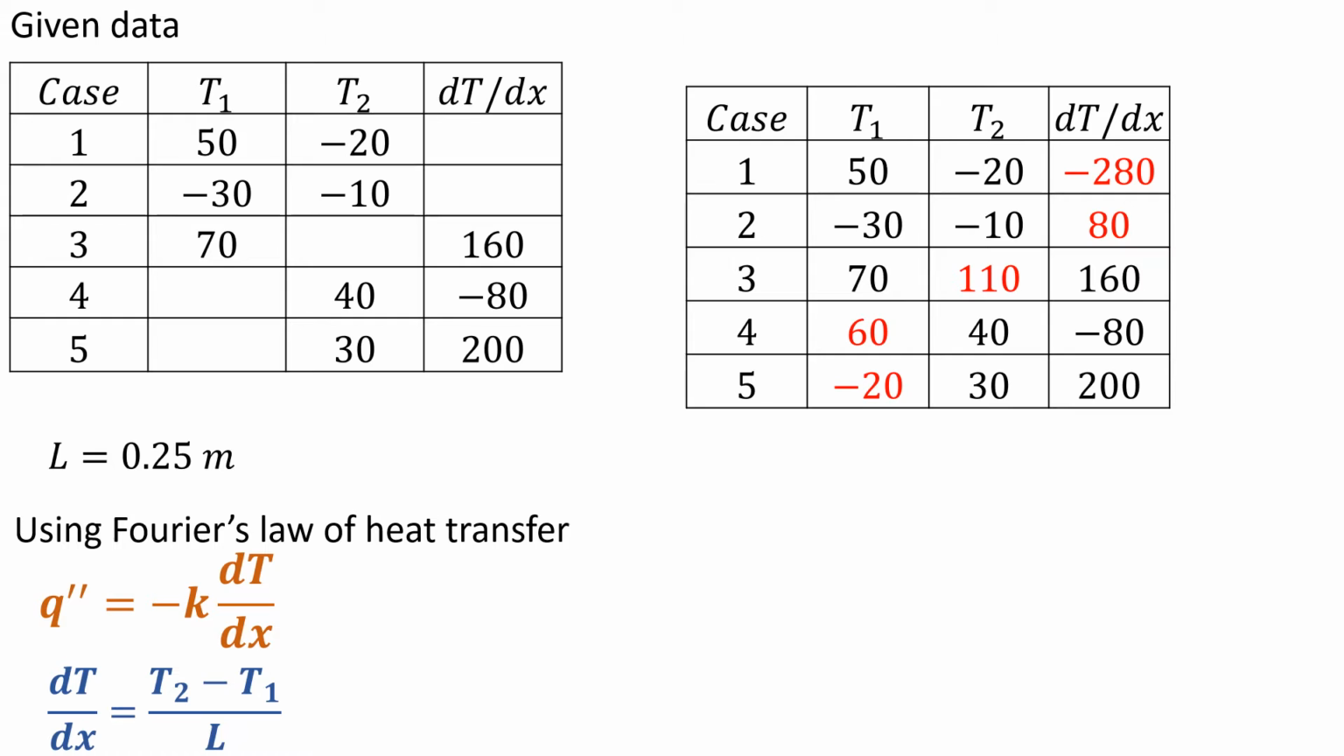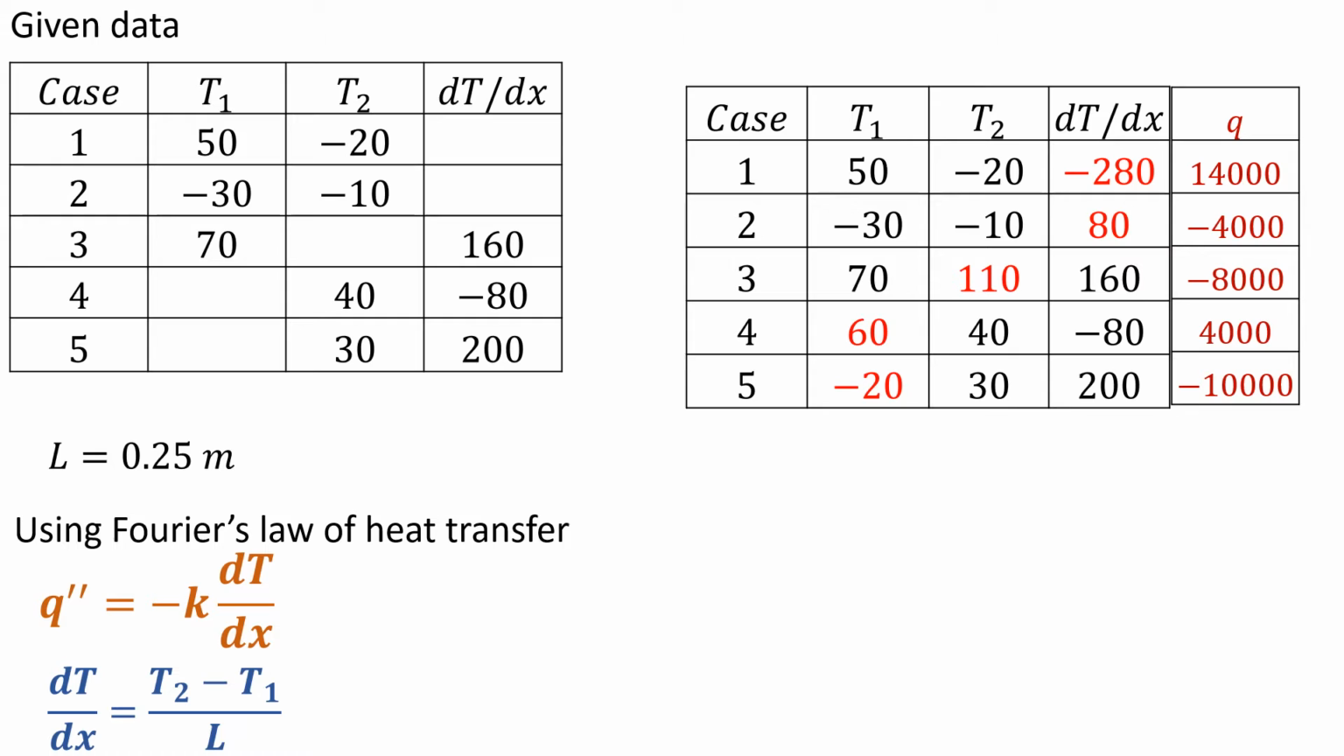Now I am going to find the value of heat flux, and heat flux is calculated by using Fourier's law of heat transfer. Q double dash is equal to minus k dt over dx. I have the value of thermal conductivity, which is given in the problem statement: 50 watt per meter Kelvin. dt by dx for each of the 5 cases is known, and by simply multiplying thermal conductivity by dt by dx, heat flux for each of these 5 cases has been calculated.